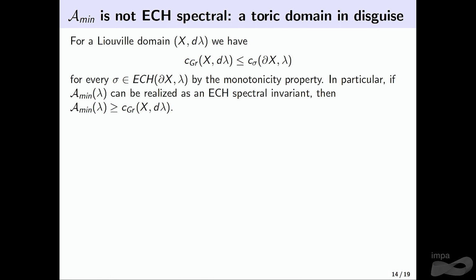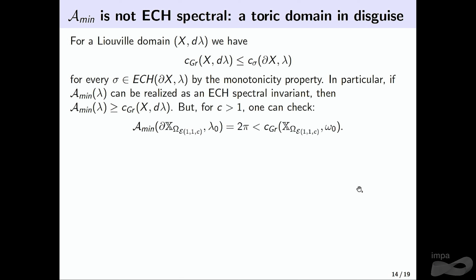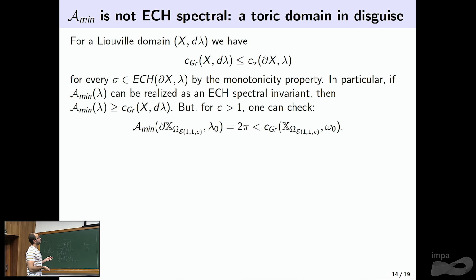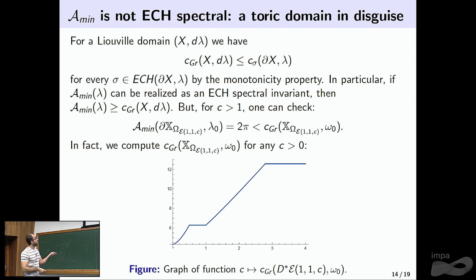So if the minimal action is an ECH spectral invariant, it should be greater than or equal to the Gromov width of the filling. And in this example, if you put C bigger than 1, so you have this elongated ellipsoid, you can check that the minimal action is 2 pi because this is the length of the equator. But the Gromov width turns out to be bigger than 2 pi. And in fact, we can compute the whole function, which is the Gromov width depending on the parameter C. And that's the graph that we have.